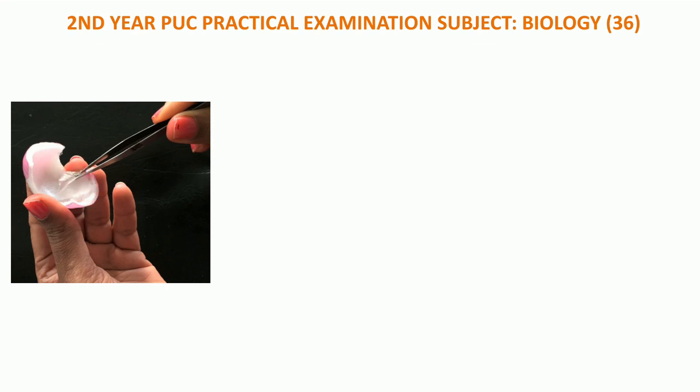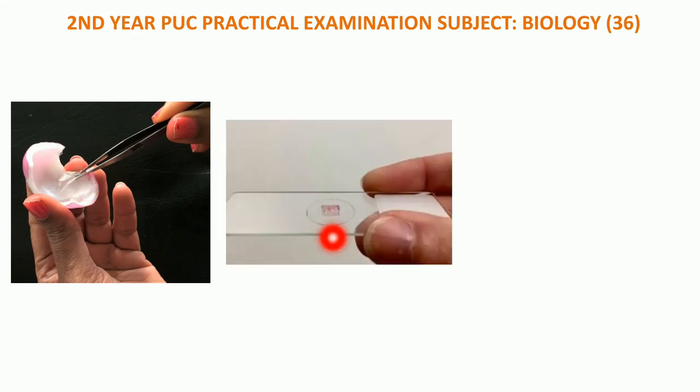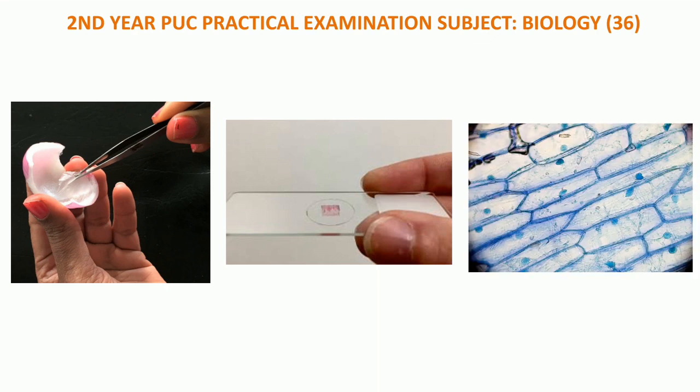by removing its peel, the peel is placed on a slide and mounted with a cover slip with acetocarmine stain, and slightly warm the slide on a flame. After that, you will get this diagram under the microscope and you should write the answer like this.